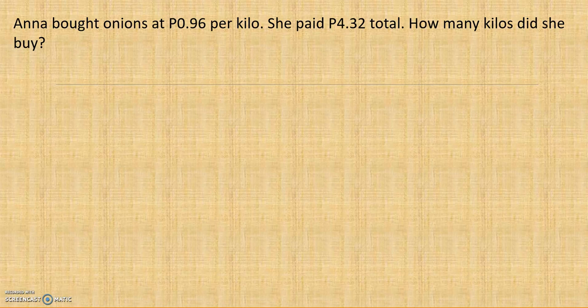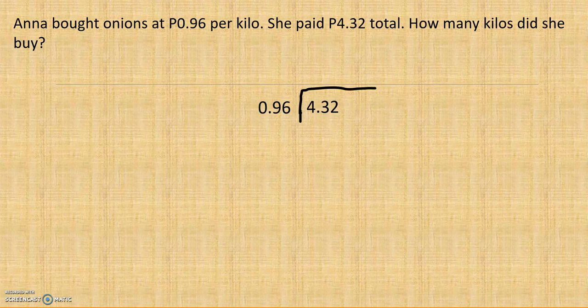Let's answer the other example. Anna bought onions at 0.96 per kilo. She paid 4.32 in total. How many kilos did she buy? So let's divide. We are using division. So let's set up our long division.